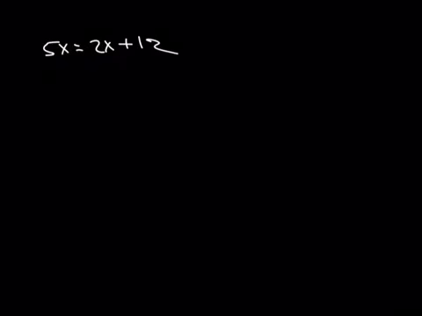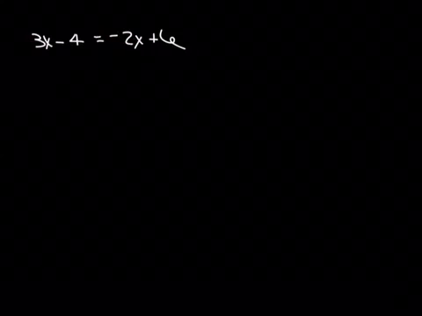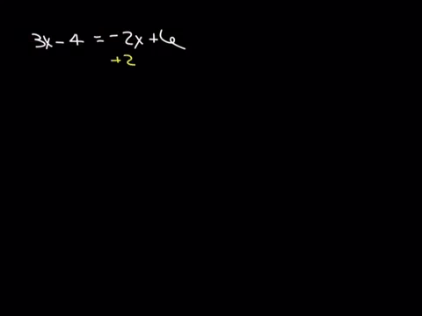Alright, so example number 8. Again we have a negative 2x on one side and a positive 3x on the other. So let's get this one over here. So we do its opposite. It's a negative, so let's add. And that gives me a 5x minus 4. Those go away to be 0.